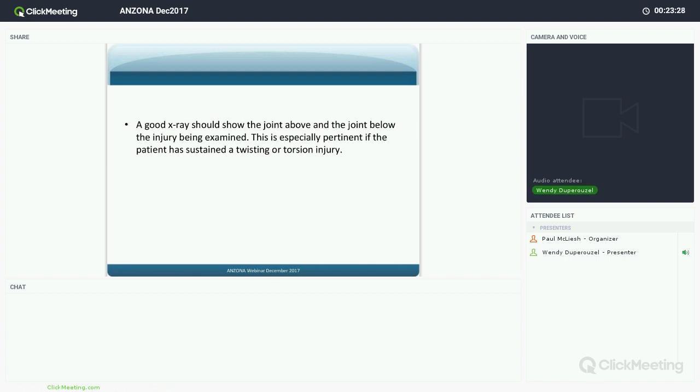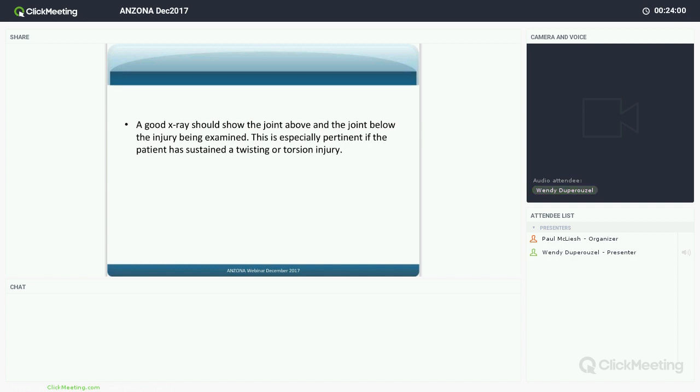Okay, another rule is that a good X-ray should show the joint above and also the joint below the injury being examined. This is really, really important, particularly for your patients that have come in and said, look, we've had a twisting or a torsion injury, because we want to have a little look at the proximal end of the bone, the joint above, to see if that has been affected, and the joint below.